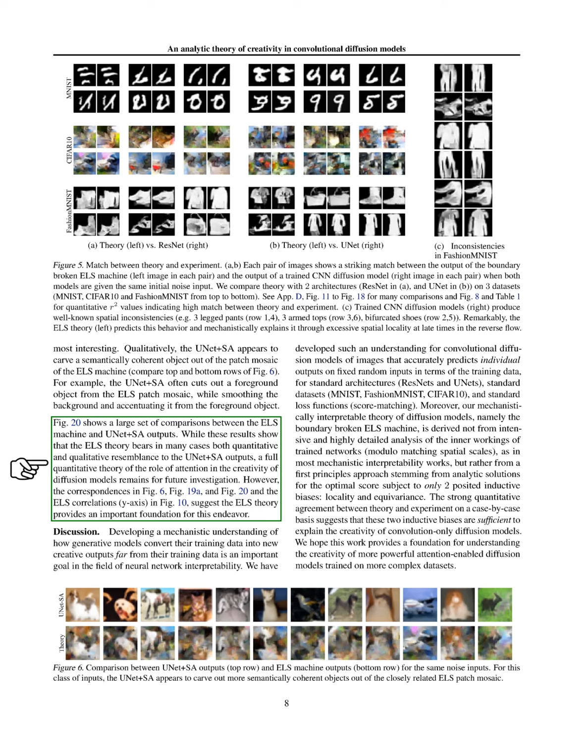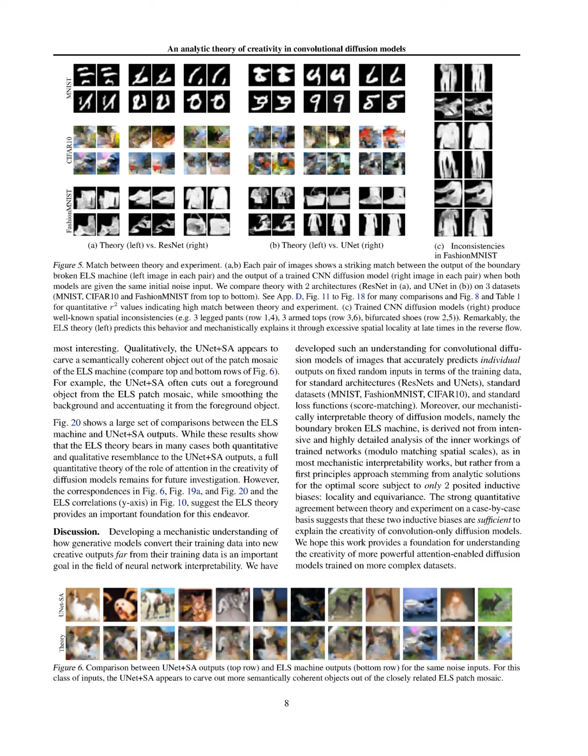Overall, while our findings indicate that the ELS theory shares both quantitative and qualitative similarities with U-Net plus SA outputs, a comprehensive theory on the role of attention in the creativity of diffusion models is still needed. However, the observed correspondences suggest that the ELS theory lays a crucial foundation for future exploration in this area.